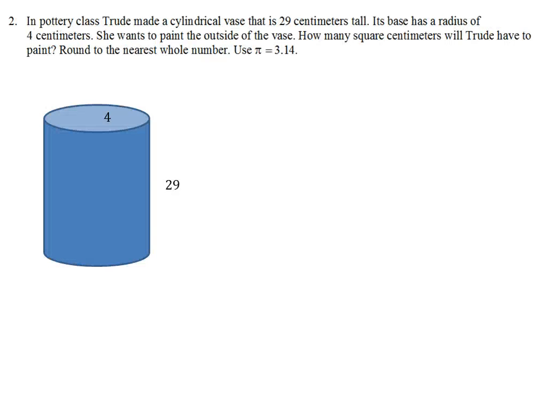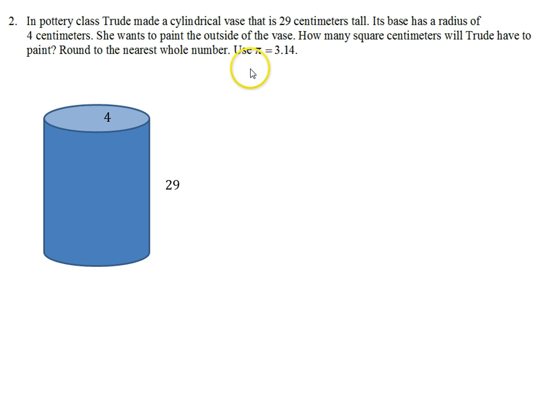Number 2, we have a cylindrical vase. Notice I drew the picture here. This is not on your test, but this is the figure that would appear. So if you're trying to visualize what's happening here, we have a base radius of 4 centimeters, so I'm just kind of making a note that that's 4. And she's going to paint the outside of the vase, and how many square centimeters will Trudy have to paint? And we're rounding to the nearest whole number, and we're using 3.14 as pi.